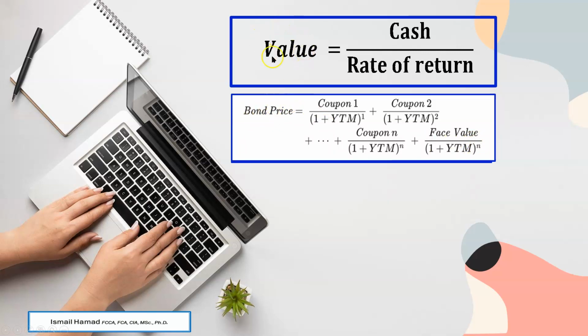Bond price means value. Coupon 1 and 2 is also cash. Yield to maturity is R. So again, the bond price, the value of the bond, equals the coupon payments, the cash, and the required rate of return. Let us now take a very complicated equation, but I will not go into details because this is not the topic for today.